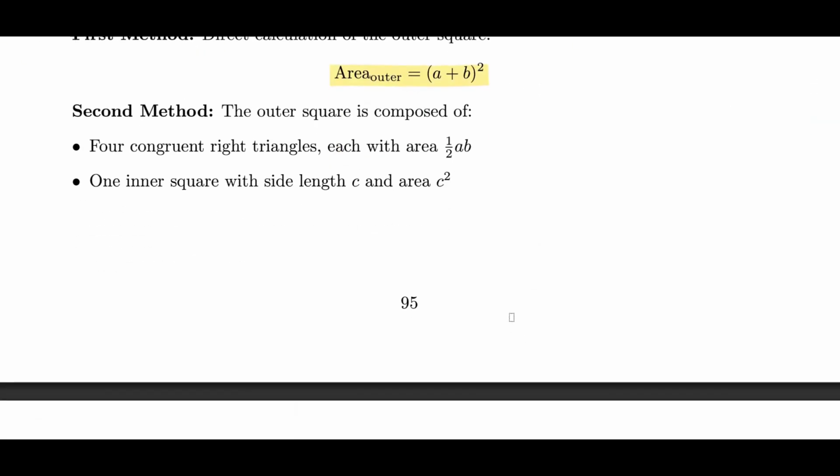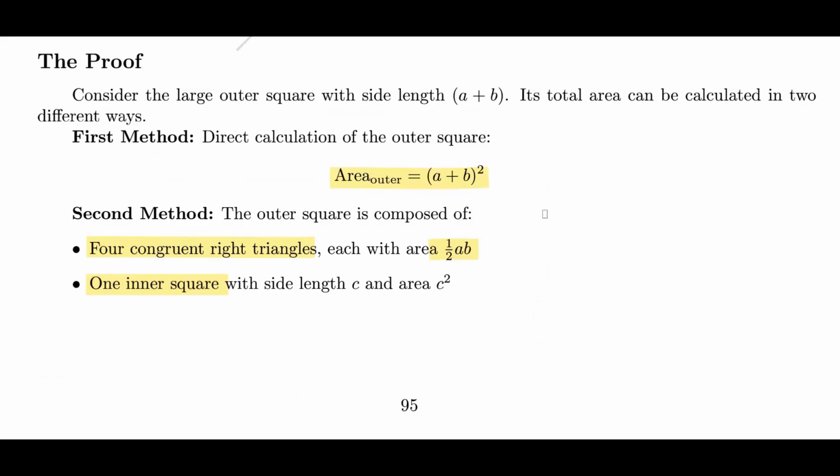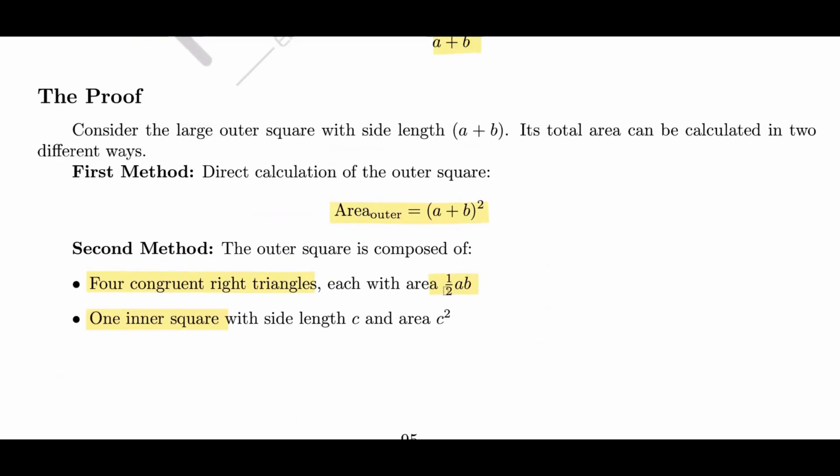The second way to find the area is to add up the individual pieces. The large square is made of 4 triangles and that one small inner square. The area of each triangle is 1/2 times base times height, or 1/2 a times b, and since there are 4 of them, that totals up to 2 times a times b. The small inner square has a side length of c, so its area is c squared.